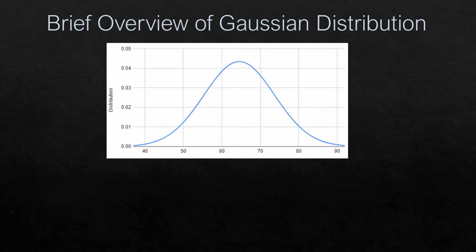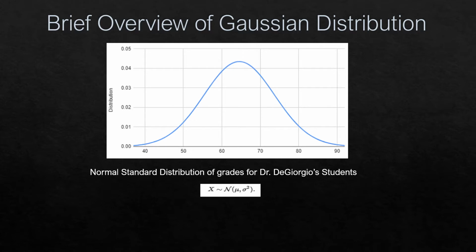So here we have a normal distribution. This is the distribution of the students' grades in Dr. Mike's class. So here is our function. The normal distribution is a function of the mean and the standard deviation. Those are the parameters of our distribution.